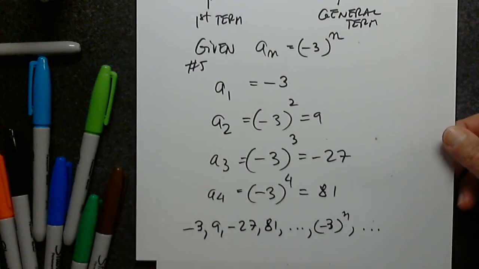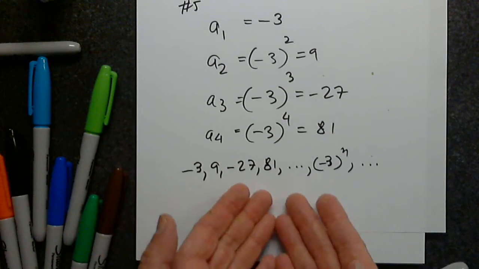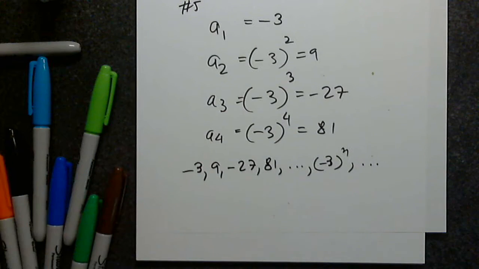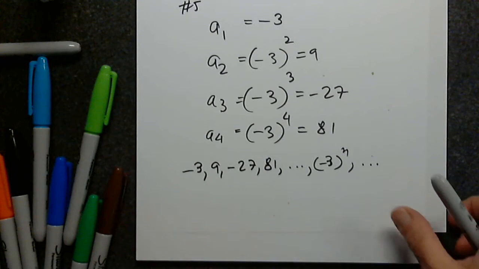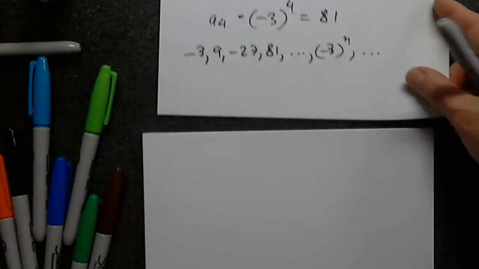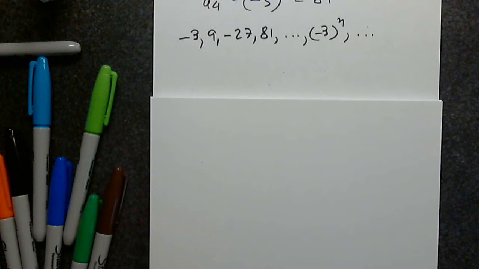We're asked to find the first 4 terms. And I said, okay, since we have the first 4 terms, let's see how this sequence looks. When n is 1, I get this. When n is 2, I get this. And it's a function between natural numbers and these. Okay, here's another example.